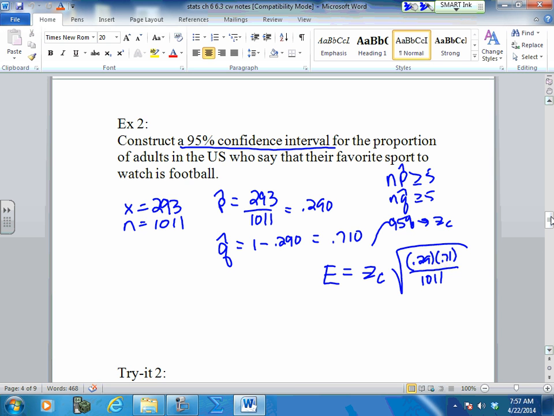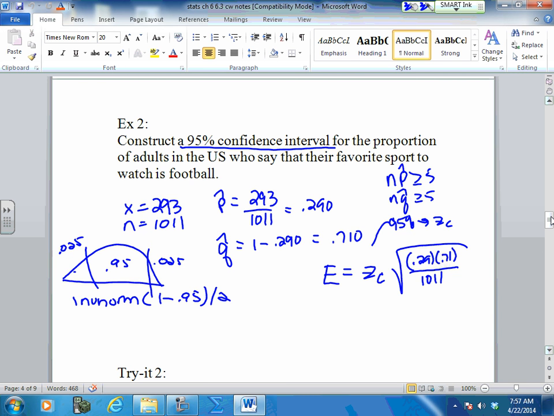Inverse norm. Okay, but you have to remember, we have to say, this is 95, and you already did it. Taylor already separated it. This is 5%, so half of 5 is 0.025. If you want inverse norm to do it, make sure you put parentheses: 1 minus 0.95 divided by 2. Remember, when it comes out negative, we use the positive. In the margin of error, it doesn't really matter, because if you use the negative or the positive, you're still adding and subtracting the same thing.